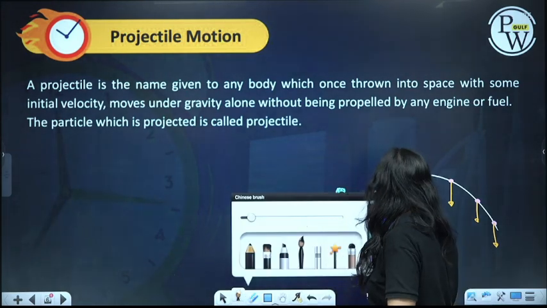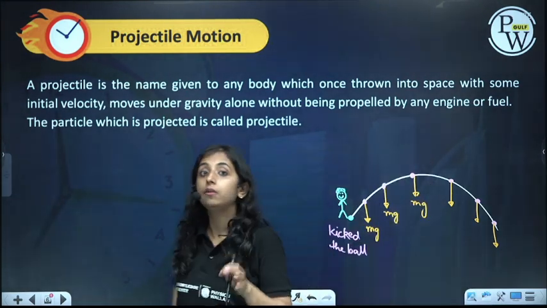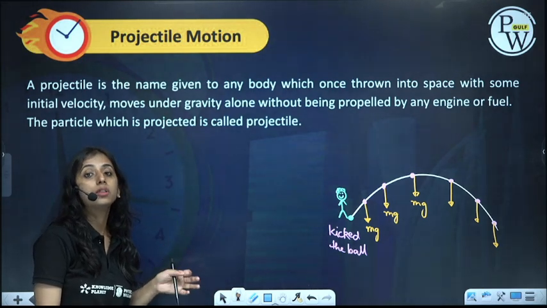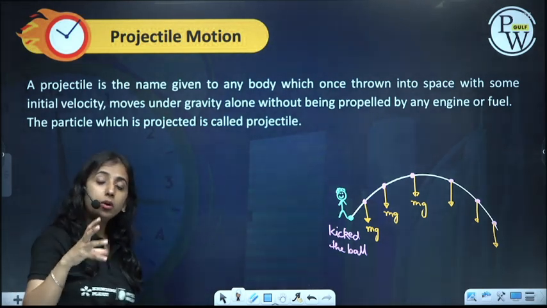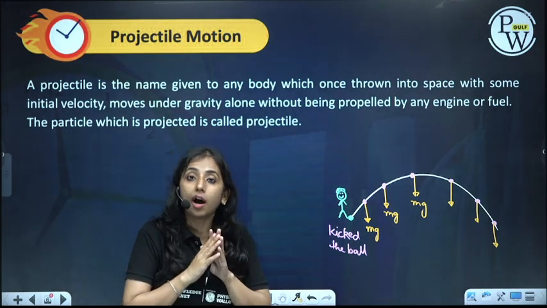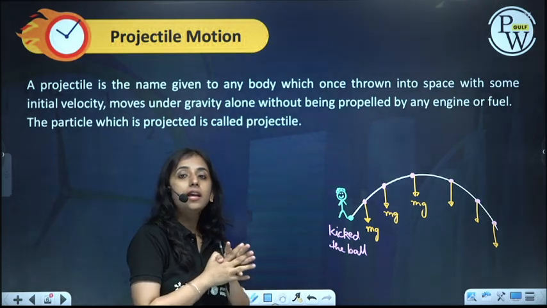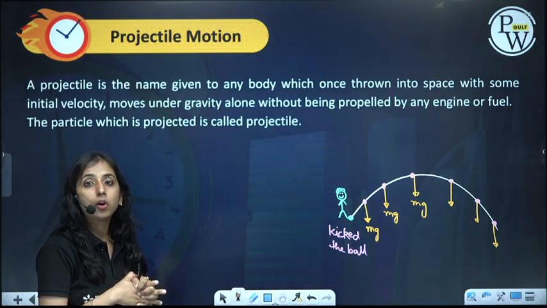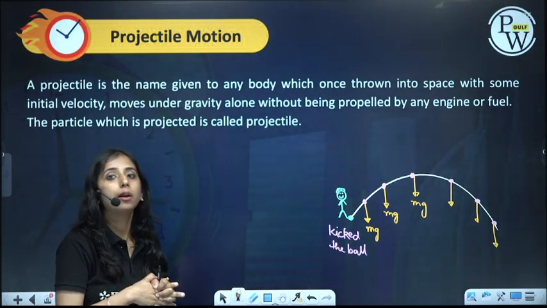So when a body moves under the influence of gravity alone, that is, the body is moving only under the gravitational attraction of earth, and no other force is acting on the body, then the motion of such a body is called projectile motion.